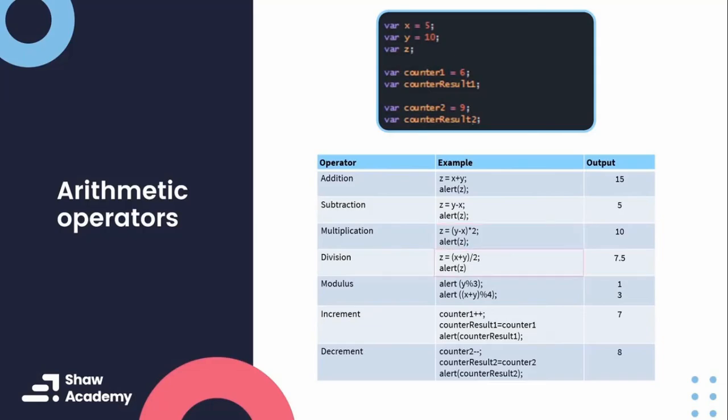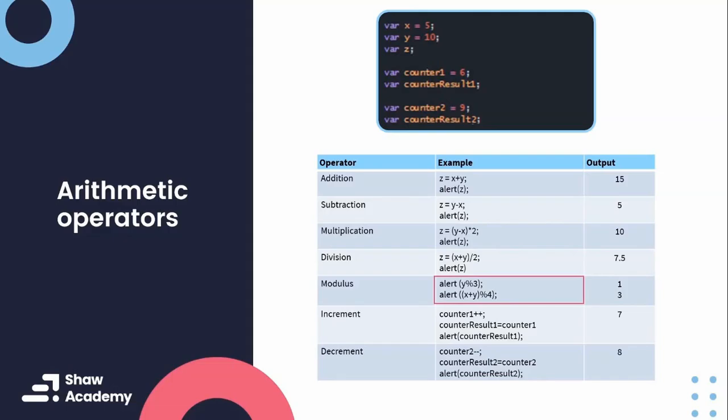Wonderful. Now, if we move along to division, it's pretty much the same thing again, where we are saying x plus y divided by 2, which is 5 plus 10 divided by 2, alert the result which has been assigned to z, and that gives us 7.5, a float. And then modulus works slightly differently. With modulus, we are alerting something and not assigning something to our z variable. Essentially, we are alerting y modulus 3.